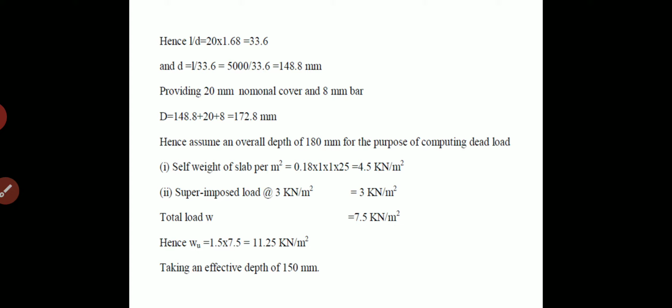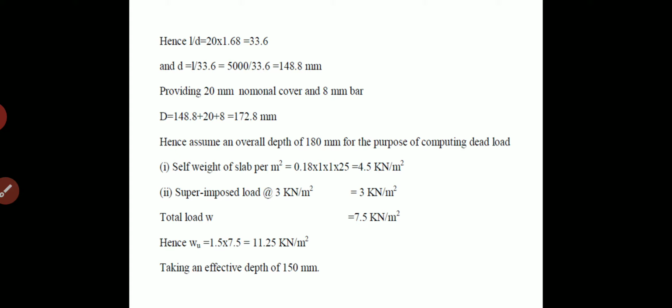Now we calculate total load. Total load, which is denoted by W, equal to 7.5 kilonewton per meter square. Now hence factored total load. So we provide factor of safety 1.5 for load. So we here multiply total load into 1.5. Here 1.5 is factor of safety. Now factored load equal to 11.25 kilonewton per meter square.